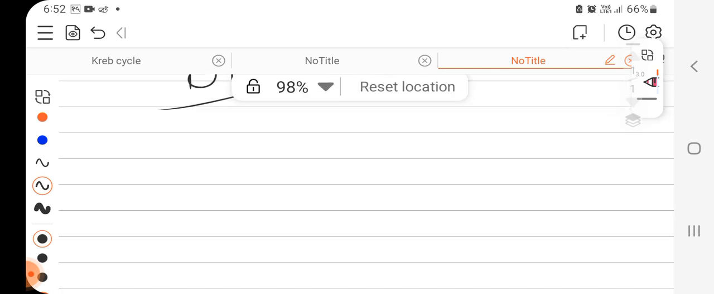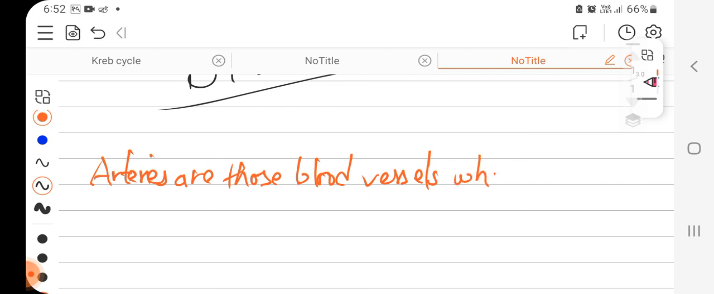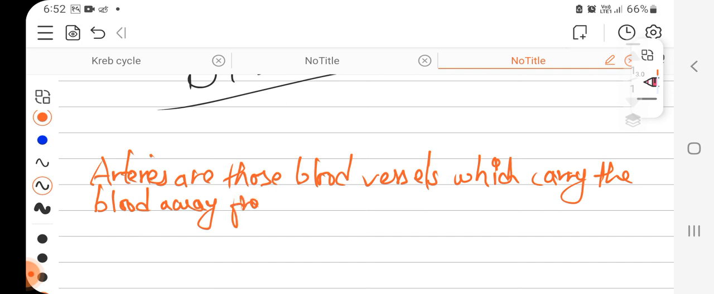We can write, arteries are those blood vessels which carry the blood away from the heart. And the arterial system is known as the network of all arteries which carry the blood away from the heart.